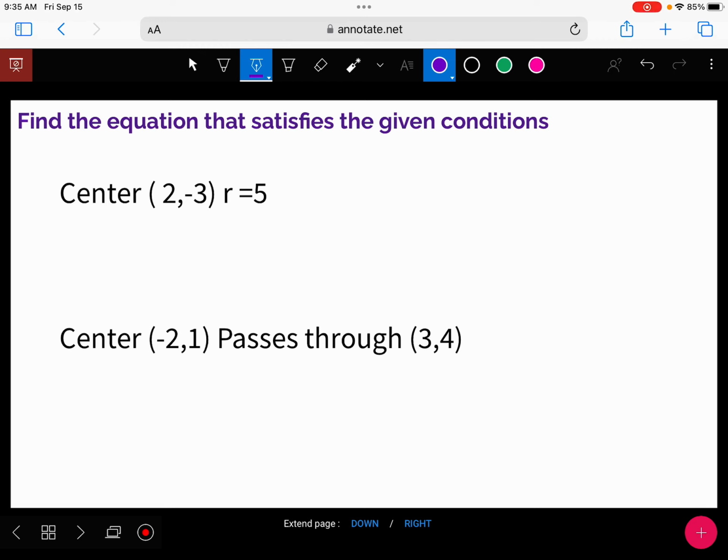Okay, so we're going to practice this a smidge, and then we have one more tiny piece in this chapter after this. So we're writing an equation that has a center like this and a radius of 5. Center of 2, negative 3.